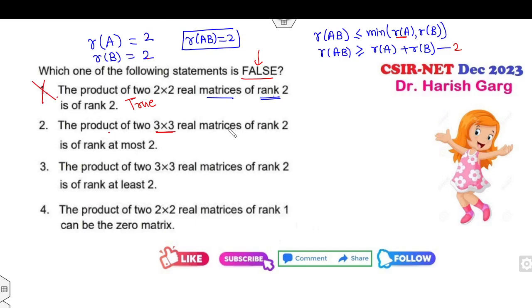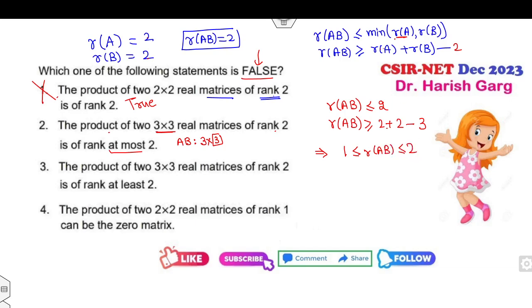Product of a 3 cross 2 matrix and a 2 cross 3 matrix of rank 2 is at most 2. So again, rank of AB is less than or equal to 2 by using this. Rank of AB is greater than or equal to 2 plus 2 minus the number of columns. Can you find the AB dimension? AB matrix is 3 cross 3. Number of columns is 3. So this implies 4 minus 3, that is 1. Rank of AB is at most 2. Yes, this is at most 2. So this is also a correct statement.